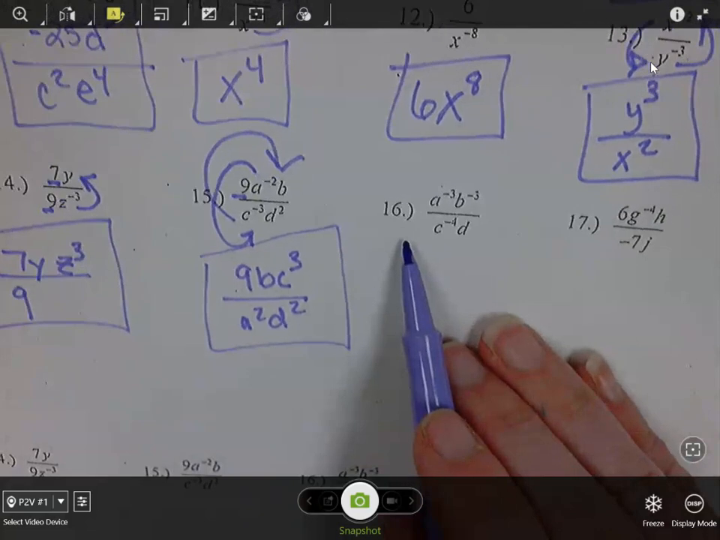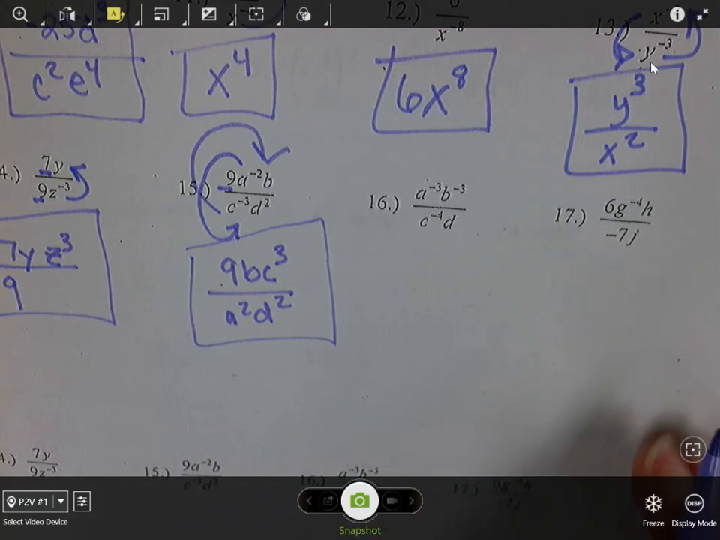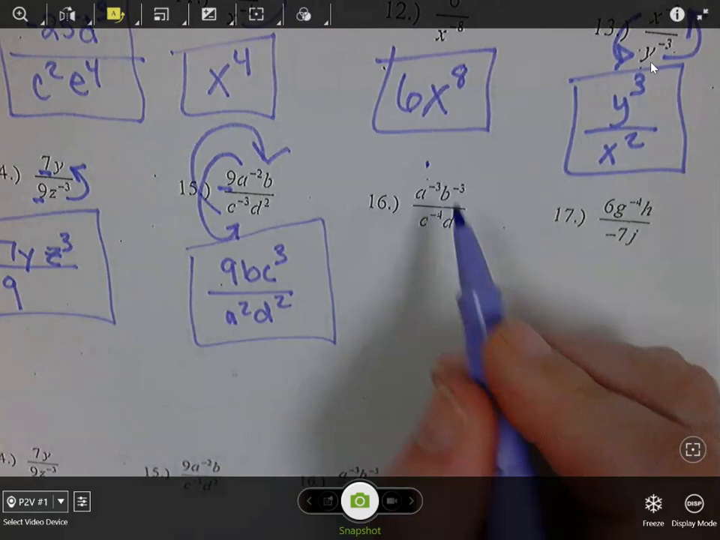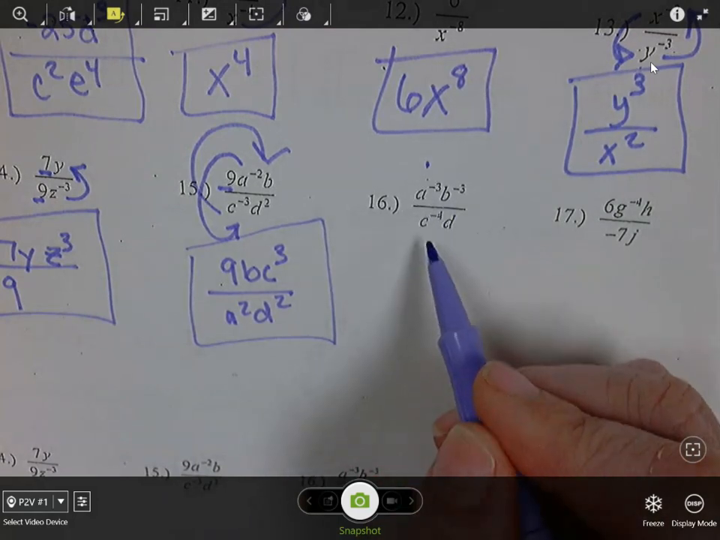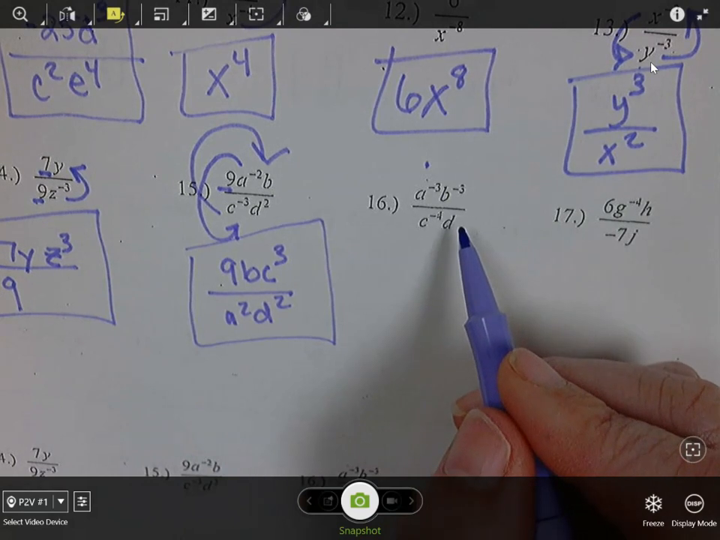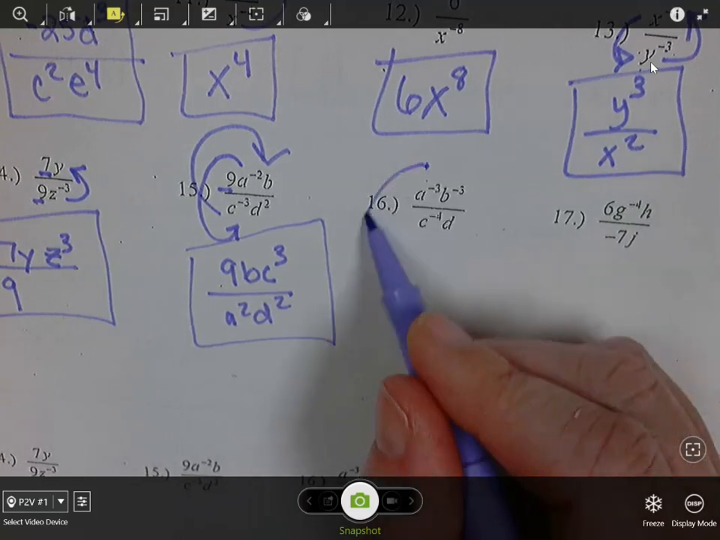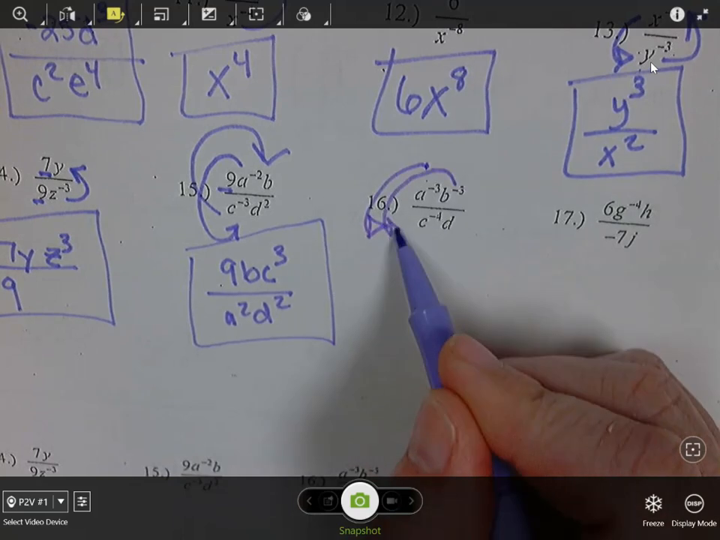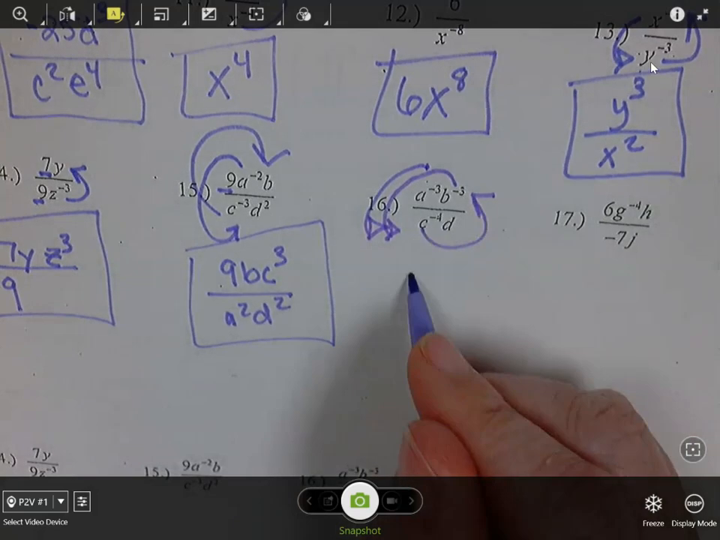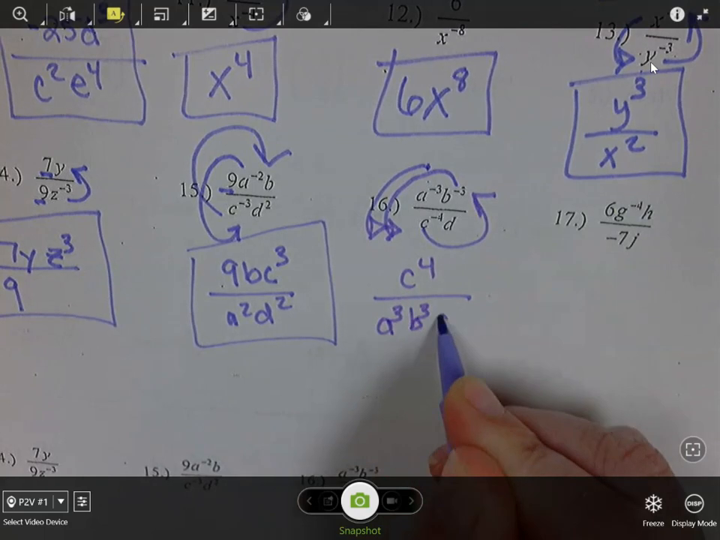All right, number 16. Caleb, you see anything that I'm going to have to move there? The A, the B, the C, and the D. I only move ones that have a negative exponent. Does that d have a negative exponent? No, so it stays where it's at. Where is the a and the b going to move to? The bottom. So the a and the b are going to move to the bottom. What about the c? Where is it going to move to? It'll move up top. So I'm going to have c to the fourth on top, and then I'm going to have a to the third, b to the third, d on bottom.